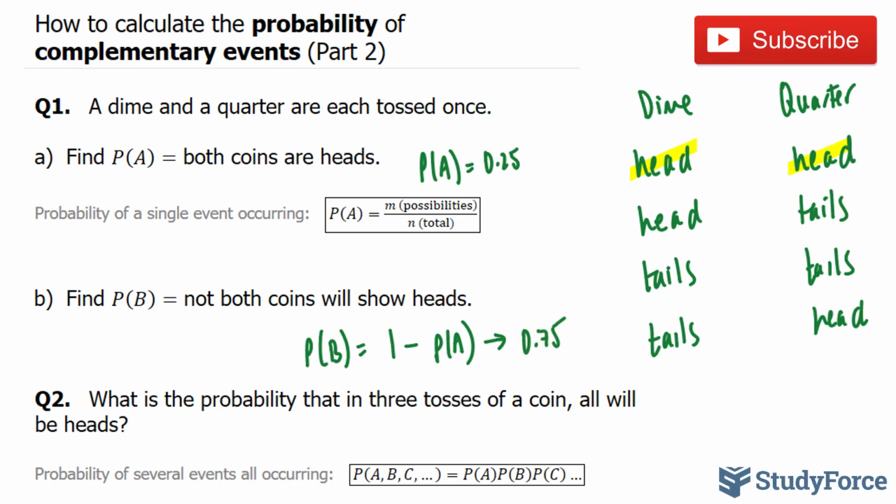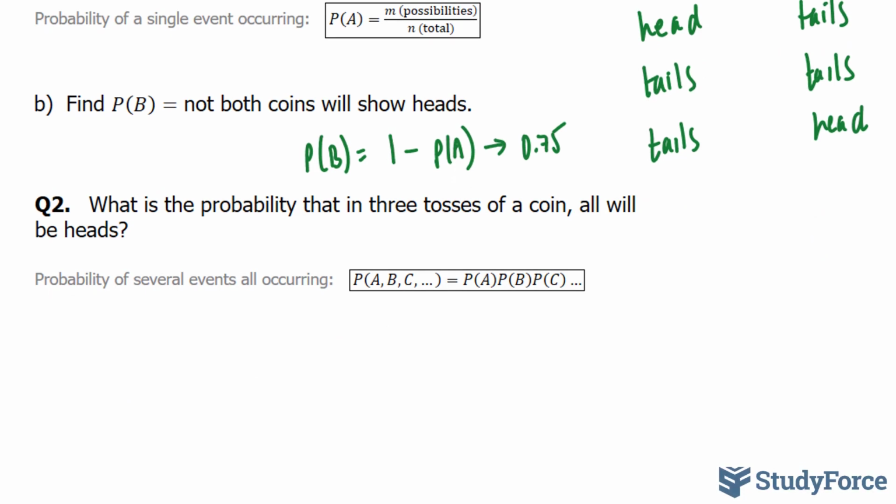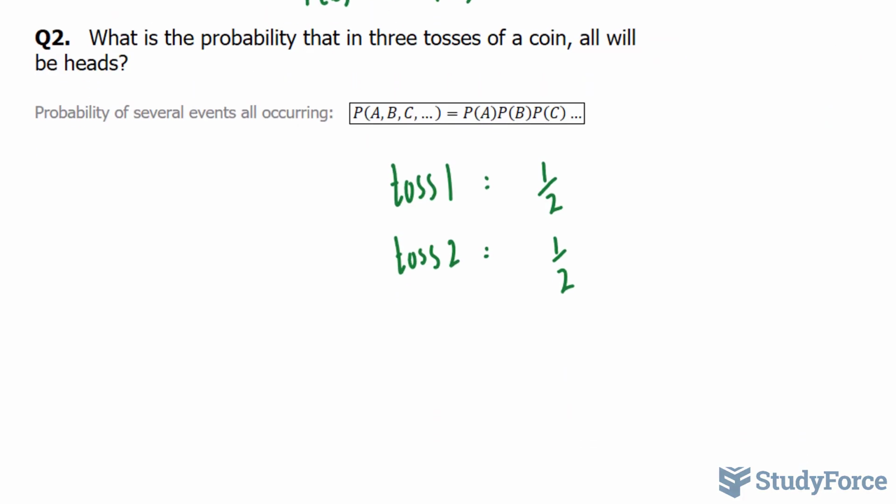Let's move on to question 2. In question 2, we're asked to find the probability that the 3 tosses of a coin will all be heads. Now the chance of it being heads in the first toss, we'll call it toss 1, is half. The chance in toss 2 is still half. It's the same coin. And the chance in toss 3 is half.